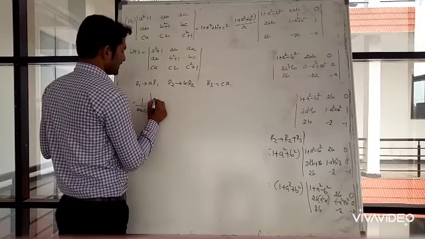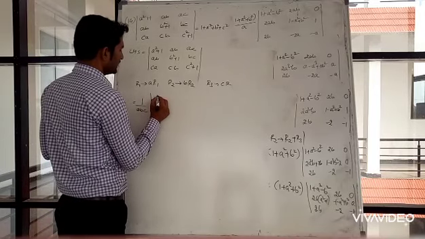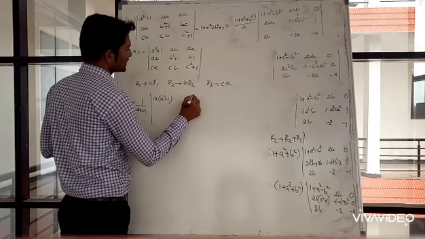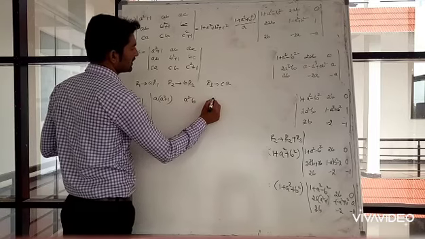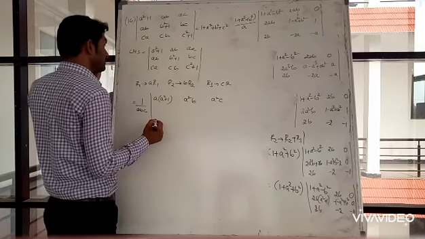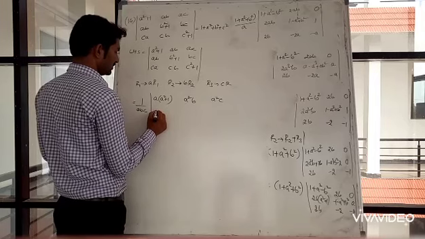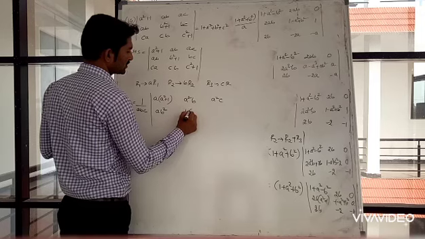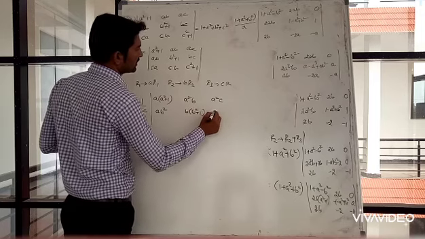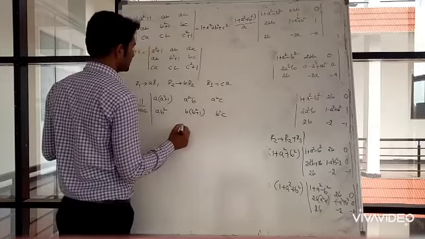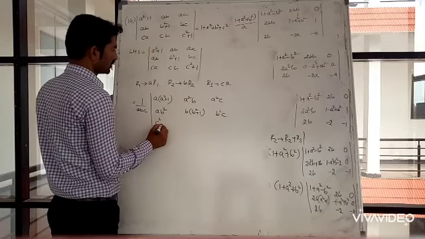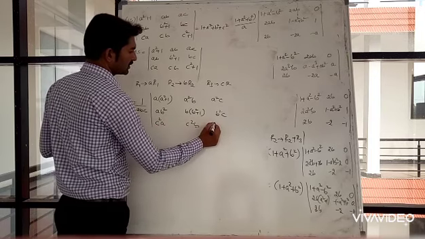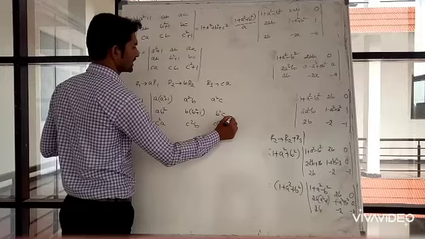First row is multiplied by a. It will be a into a square plus 1, a square into b, a square into c. Next it is a into b square, b into b square plus 1, then b square into c. Next, third row, multiplying by c: c square into a, c square into b, c into c square plus 1. Okay.